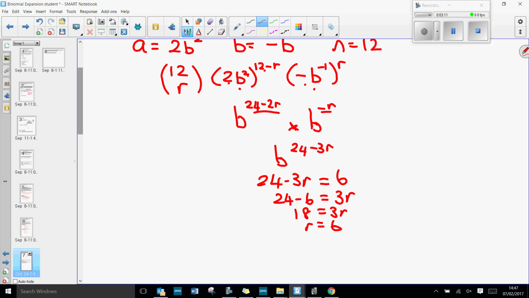So some people had guesstimated R as 6. You would have got the right answer. Doesn't always work out that way, unfortunately.